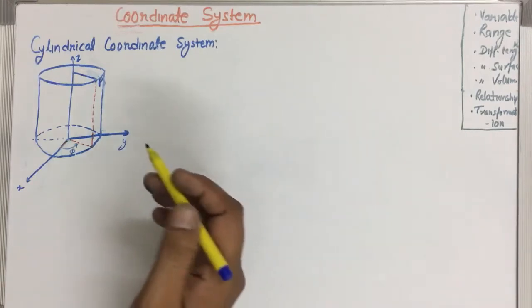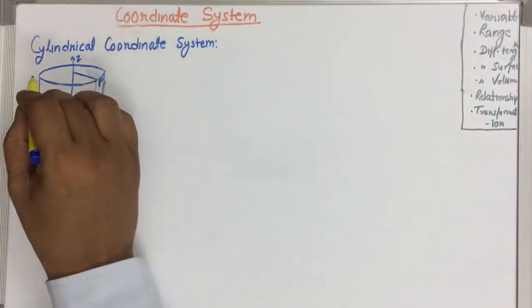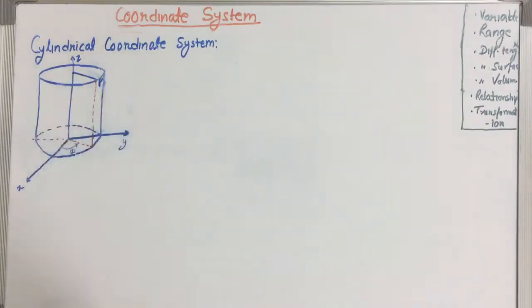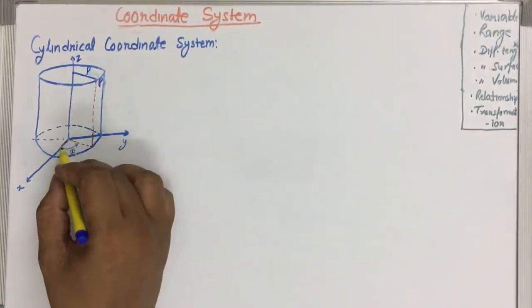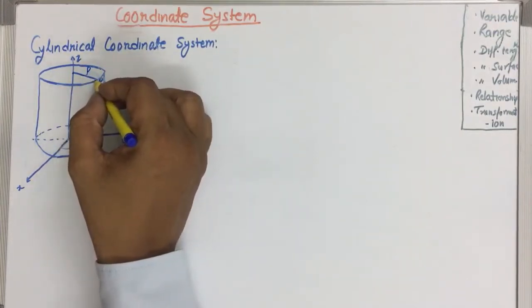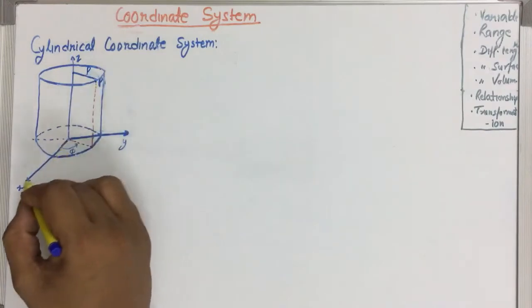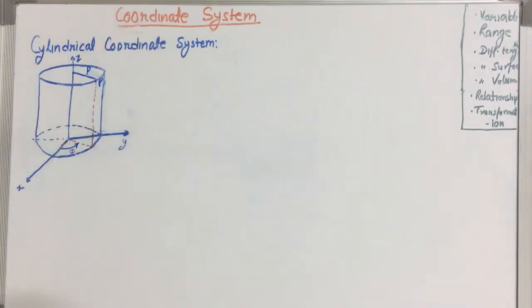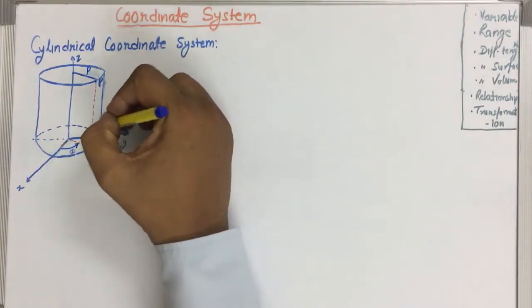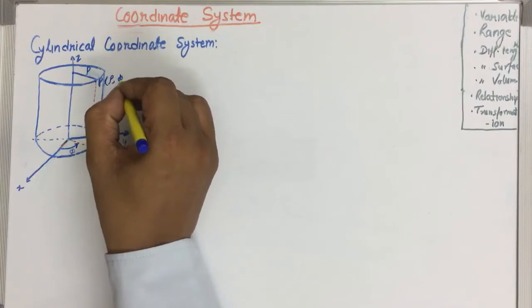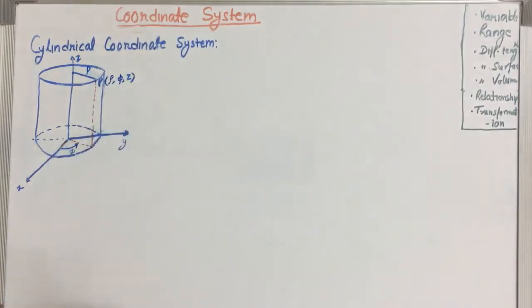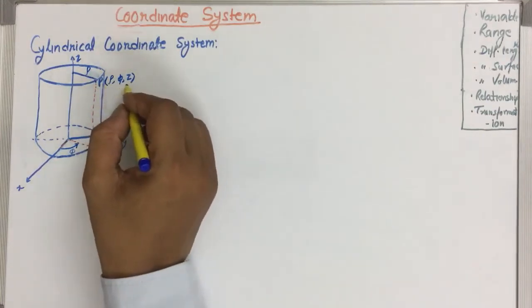Let's try to find the variables in this. The first variable is the radius of the cylinder, considered here as rho. Then the angular displacement of the point of interest, considering any point P on the surface, is the angular displacement of the point from the x-axis, that is phi, and the length of the cylinder, that is z. So in this way the coordinates can be radius, angular displacement, and length of the cylinder. So the variables are rho, phi, and z.